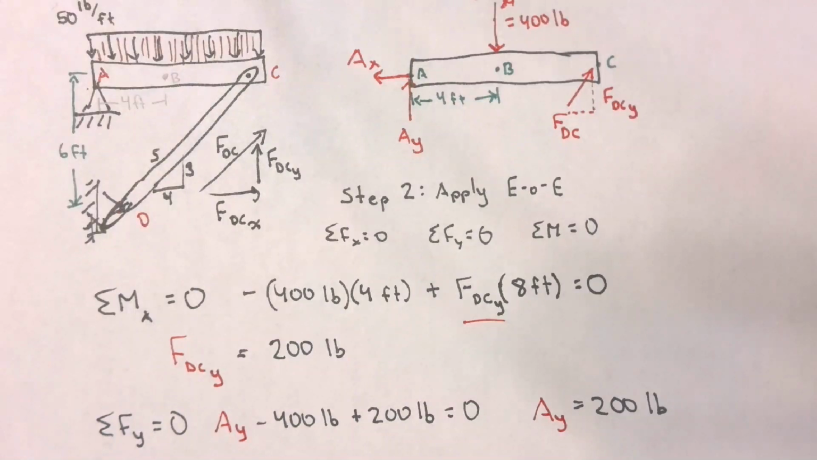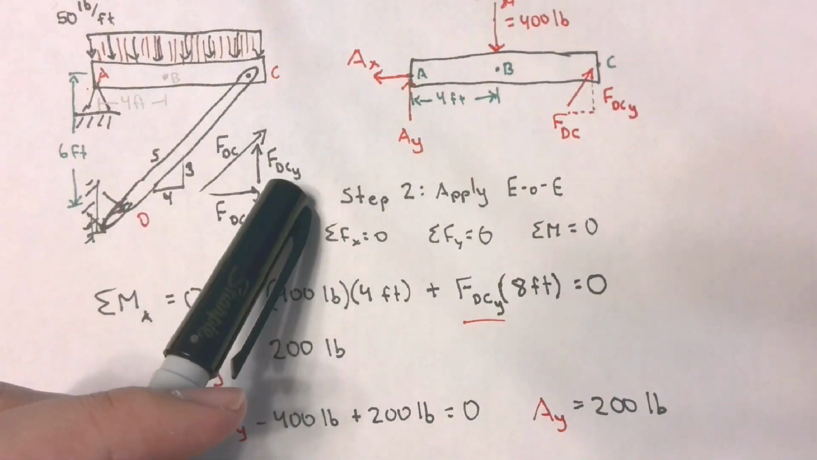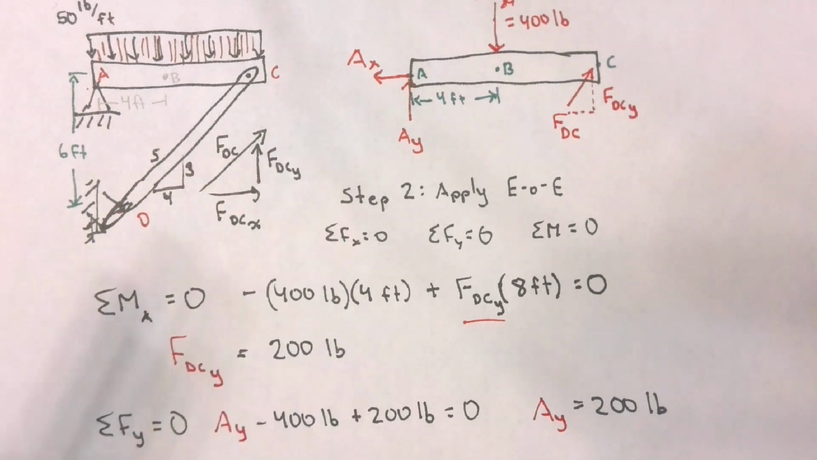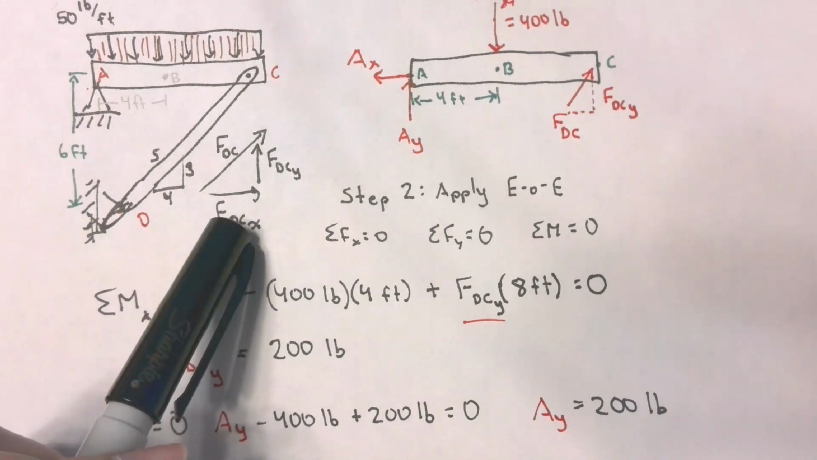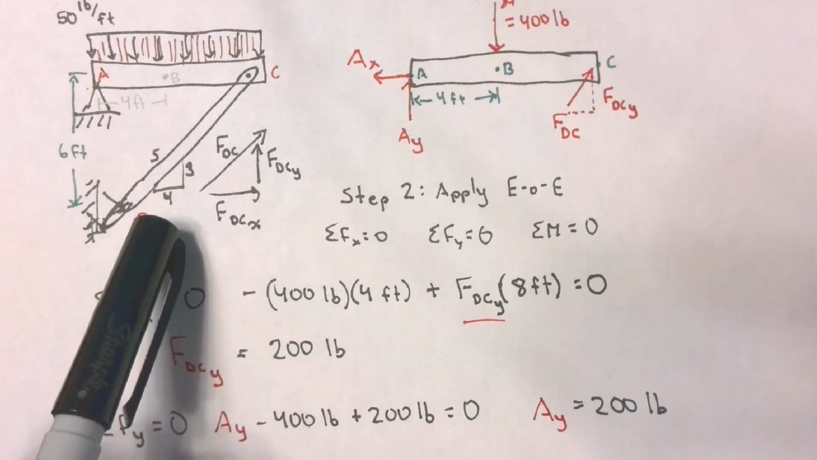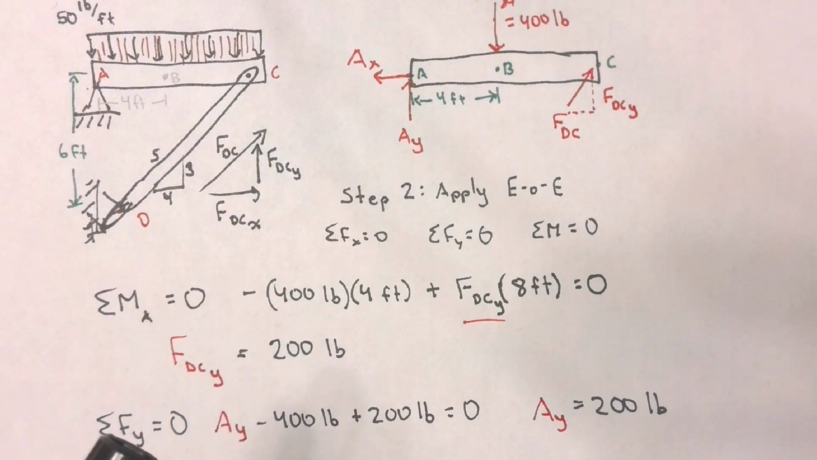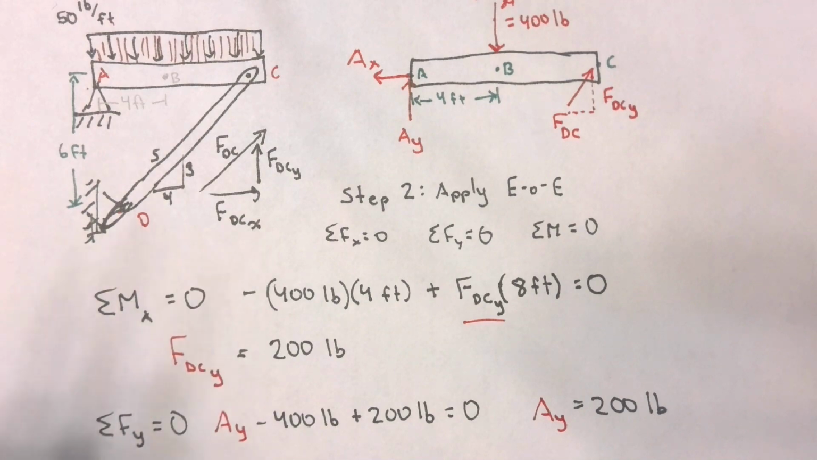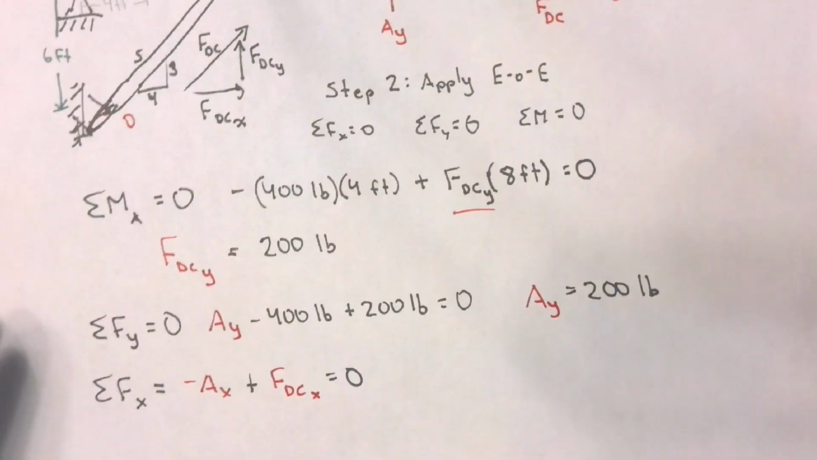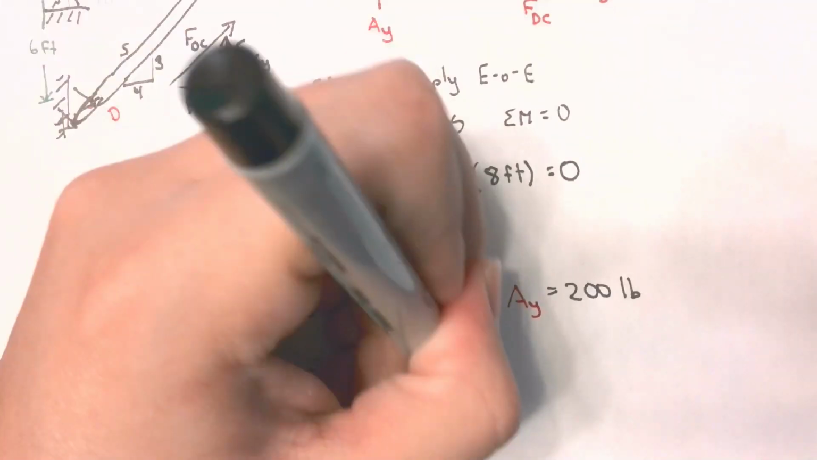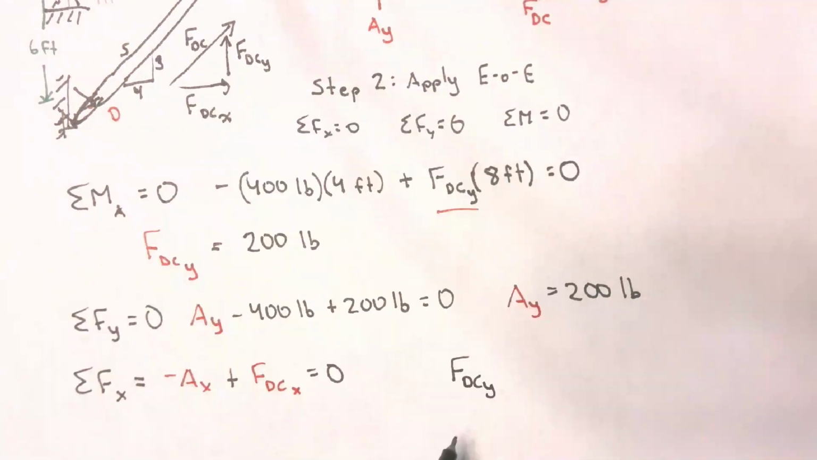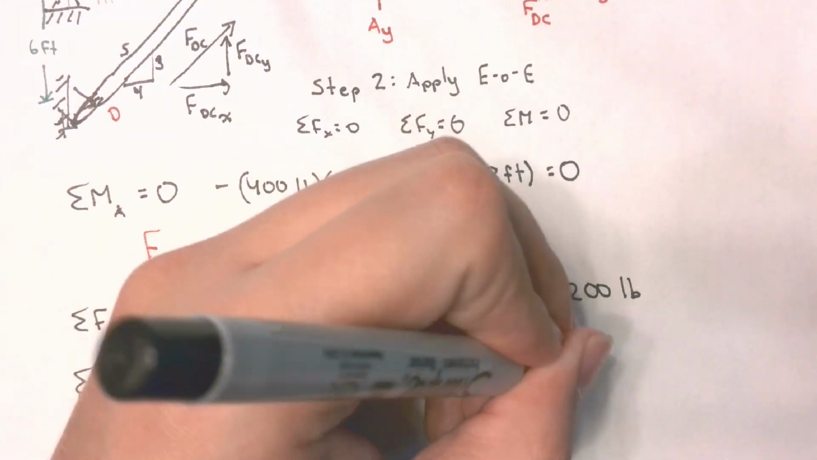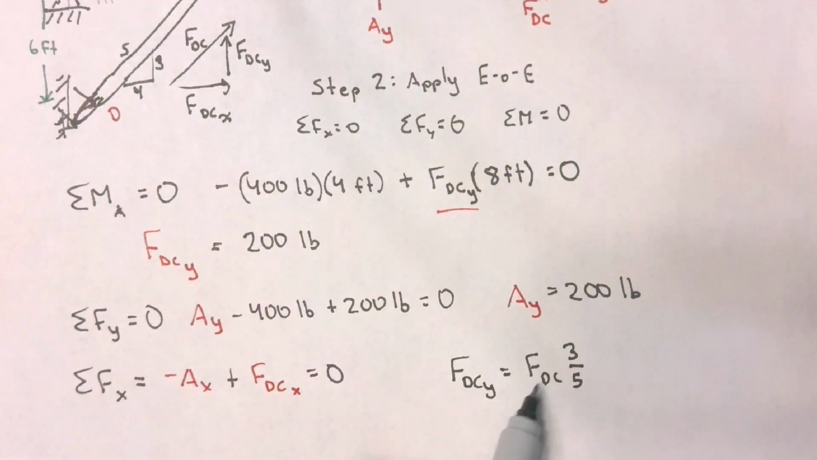Okay, good. So this y component is the same as FDC times 3 over 5. This x component is the same as FDC times 4 over 5. So how can we relate FDY to FDC? Well, you can write it down here. The y component is FDC times 3 over 5, and we know that this is equal to 200.